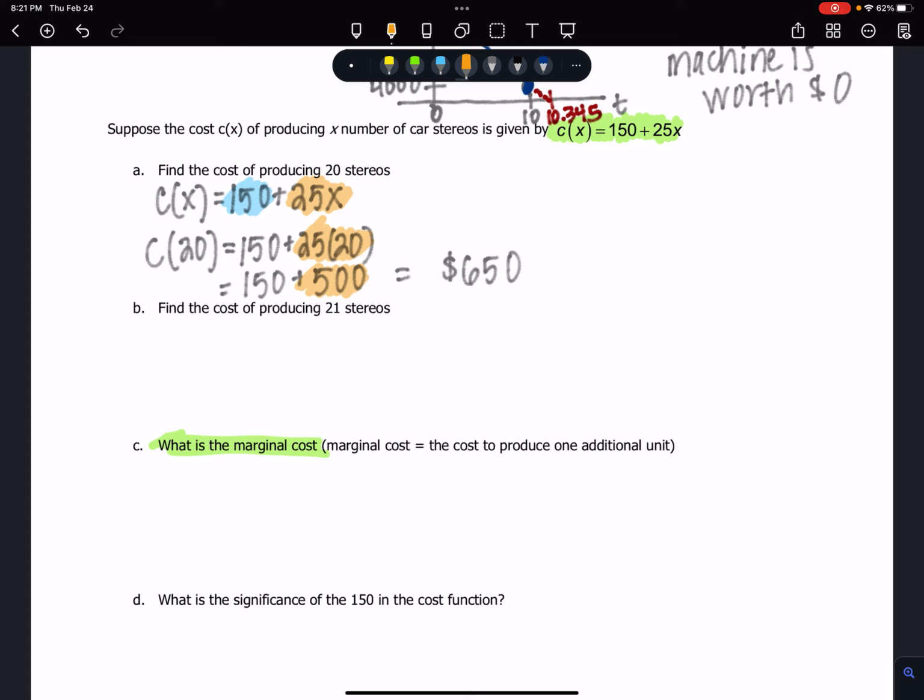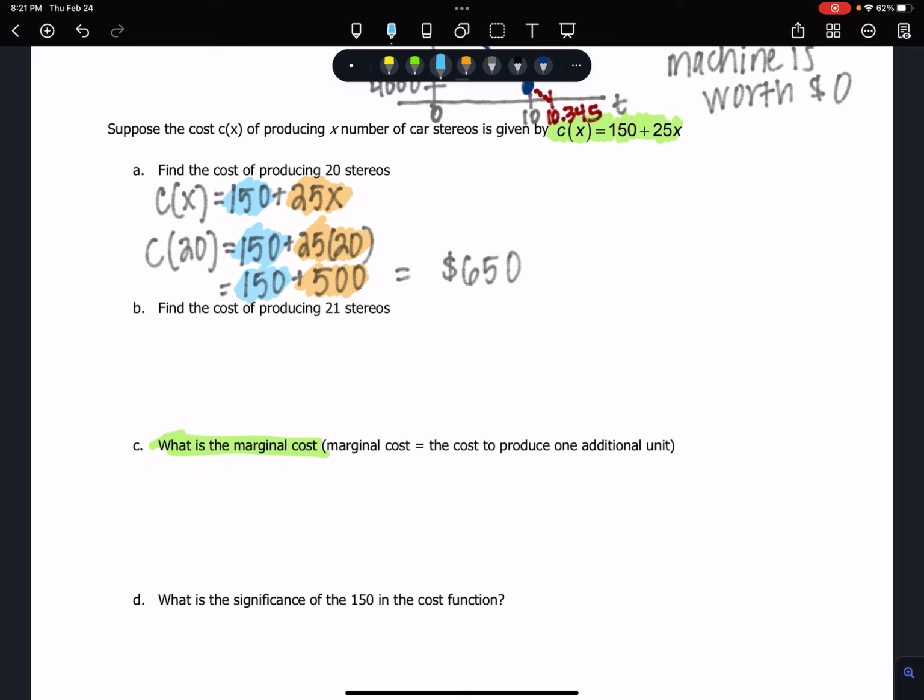I don't even know if we call them stereos anymore. That's so funny. Car radios, car stereos.